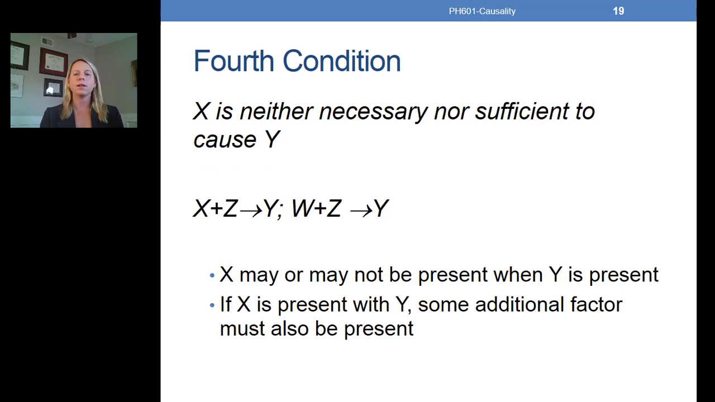And then finally, the fourth condition is where X is neither necessary nor sufficient to cause Y. So X may or may not be present when Y is present. If X is present with Y, some additional factor must also be present. And this condition is the one that is the most common in epidemiology and public health. It's often true that there's some factor that causes some disease, but that there are other factors at play as well that are contributing to whether or not that disease occurs.